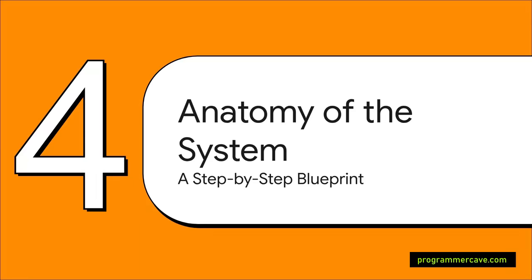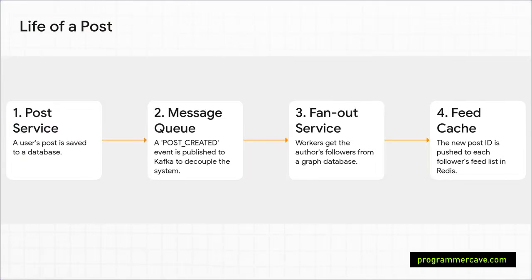We'll follow the life of a single post as it moves through our architecture. So it all starts when a user hits post. The post service writes that post to a database, but, and this is the important part, it doesn't try to do anything else. It just fires off a simple message, like a post-created event, into a message queue. Think of this like a digital conveyor belt, something like Kafka. This is great because it decouples our system.